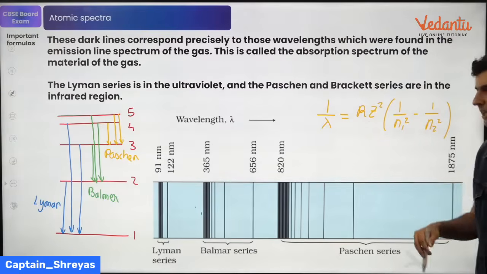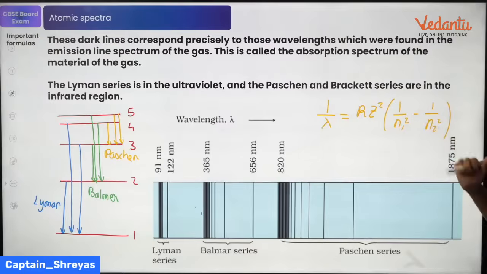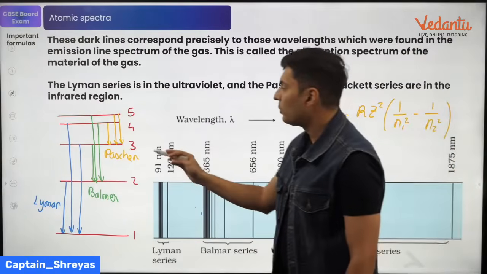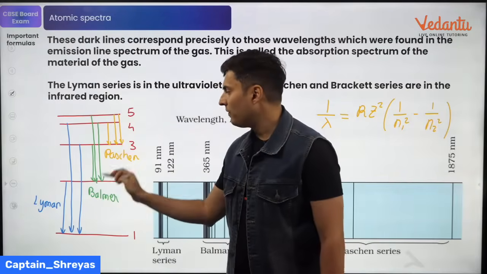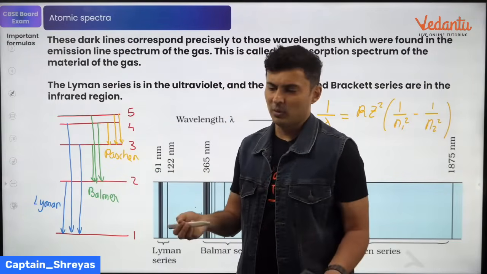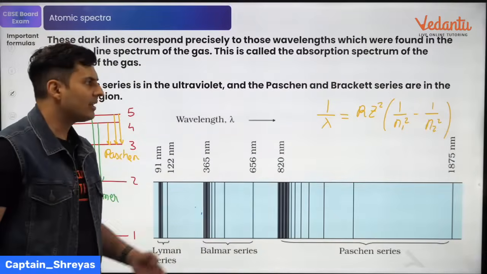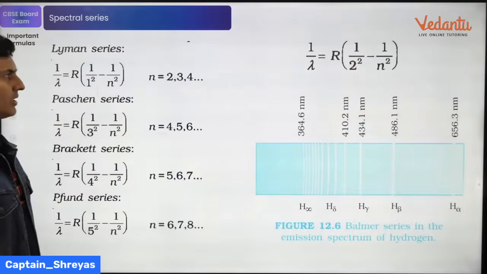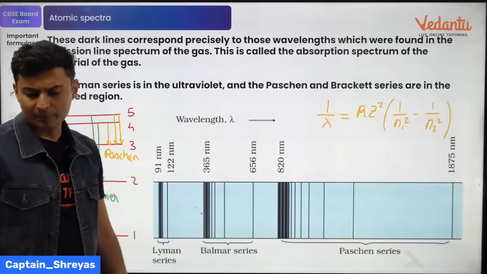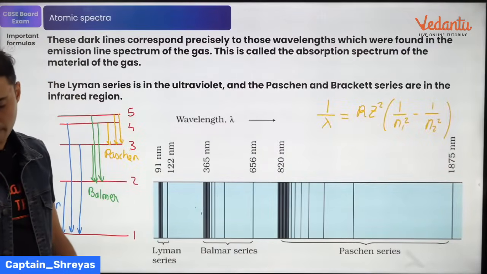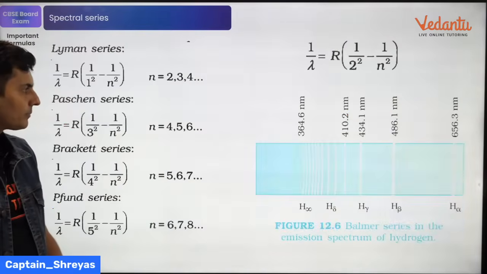This is 1 by the wavelength, R is Rydberg's constant, n1 is the first orbit, and n2 is the second orbit. Like you can put 4, 3. For Balmer, you can put 3, 2, or 5, 2, or 4, 2, whatever you want to put. So accordingly, you substitute the values of n1 and n2. R is nothing but your Rydberg's constant. That's the formula which you can remember. Everyone with me?